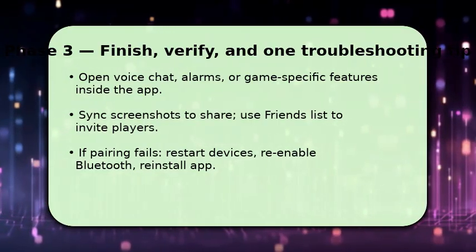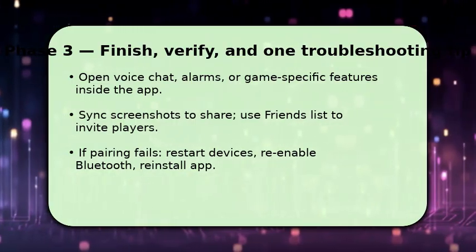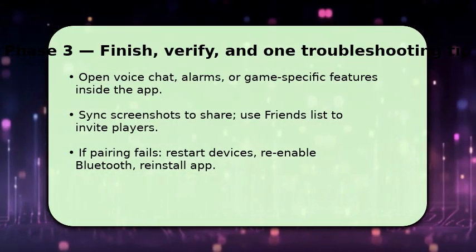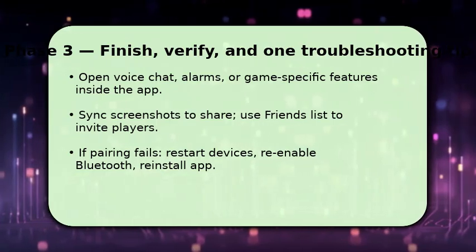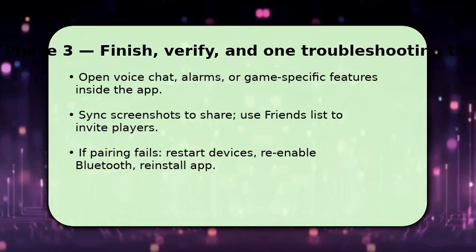If something goes wrong, first restart your phone and Switch, then re-enable Bluetooth and try pairing again. If issues persist, sign out and sign back in or reinstall the app. This clears corrupted settings and usually resolves persistent issues.